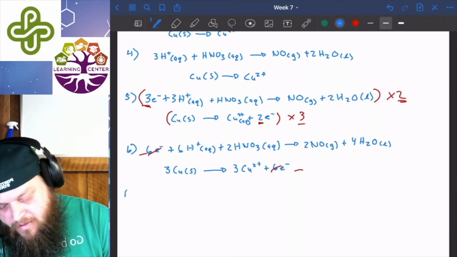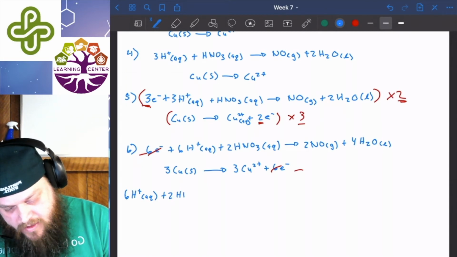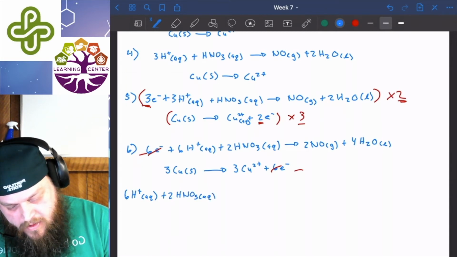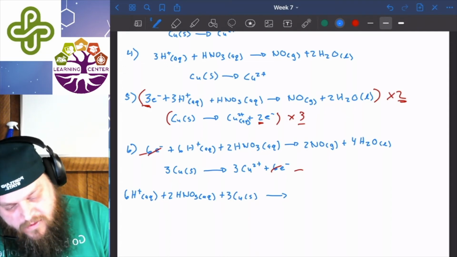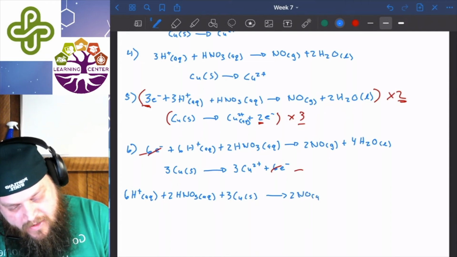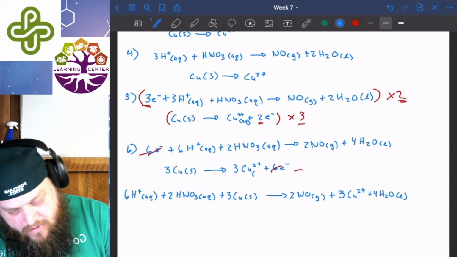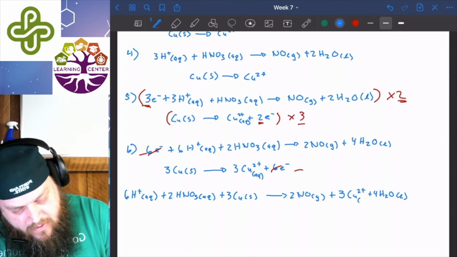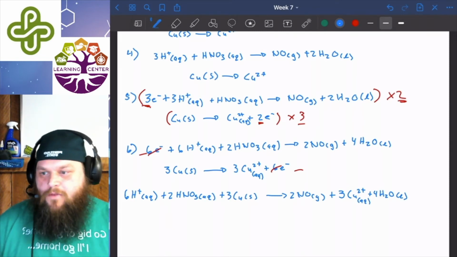So writing that out, there's going to be 6H+ aqueous plus 2HNO3 aqueous plus 3 Cu solid. Those reactants will produce 2NO gas plus 3 Cu2+ plus 4H2O liquid. And this should have been aqueous, and so should this. So now we basically have our final reaction.